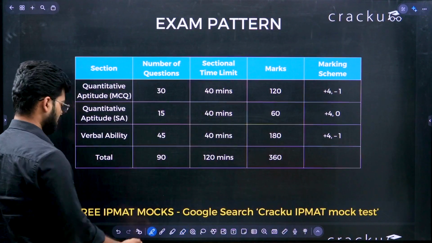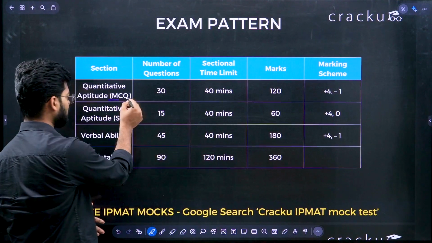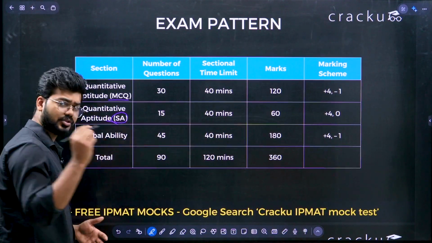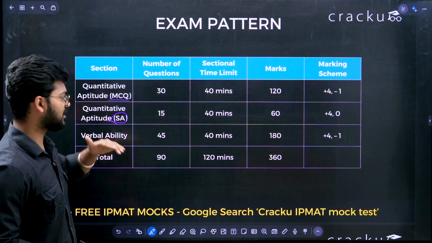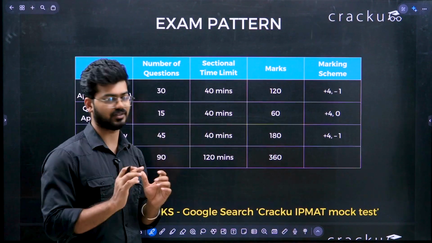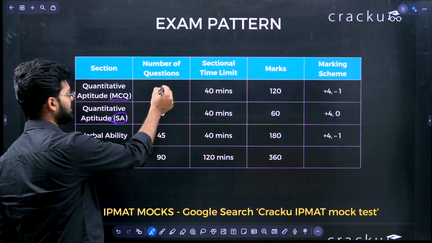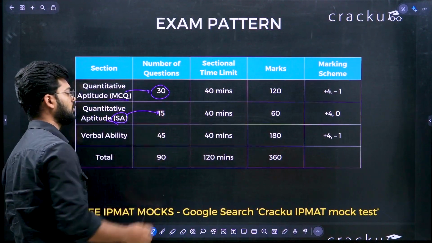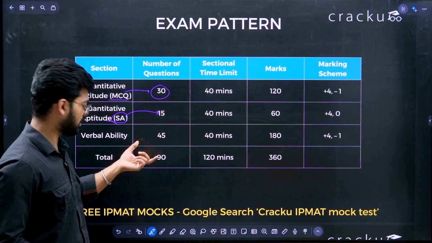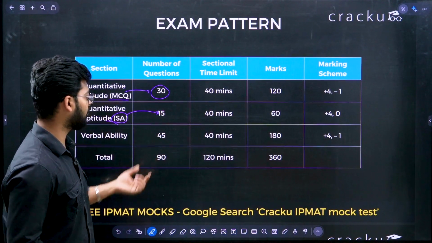In this exam, there are MCQ questions and short answer questions also. Now, what are these short answer questions? In these, there is no MCQ, you have to fill in the answer, right? So 30 questions are coming from quants which are MCQ in nature. 15 questions are also coming from quant which are short answer type in nature, and from verbal ability 45 questions are coming.